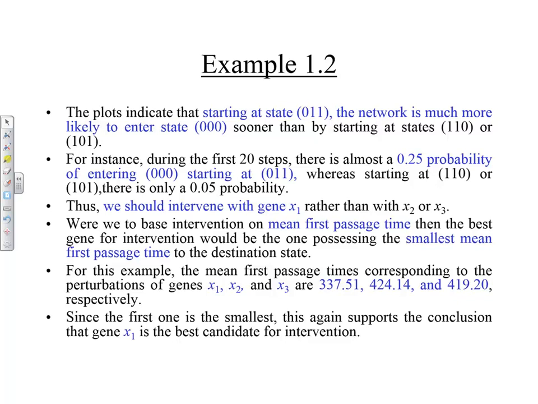Now, were we to base our intervention on mean first passage time, then the best gene for intervention would be the one possessing the smallest mean first passage time to the destination state. For this example, you can do the calculation. You would need to know how to calculate the mean first passage times, but don't worry, people figured those out 40, 50 years ago, so you just have to apply it. The mean first passage times corresponding to the perturbations of genes x1, x2, x3 are these numbers. Since the first one is the smallest, this again supports the conclusion that gene x1 is the best candidate for intervention.